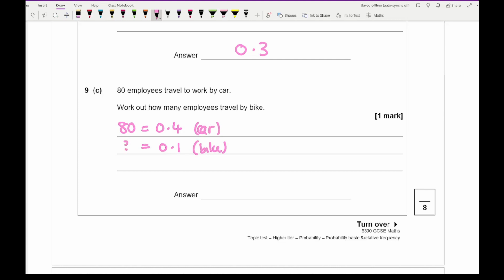So if 0.4 is 80, what is 0.1 going to be? Well, to get from this number to this number, I divide by 4. So I need to divide by 4 for this one. So that's going to be 20. And that there is my final answer.